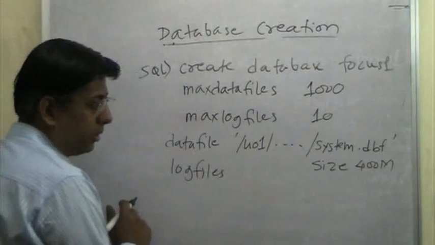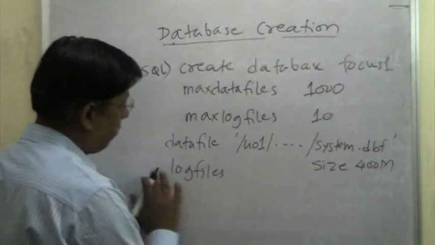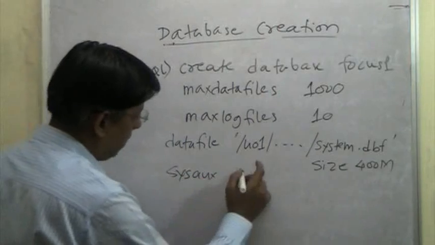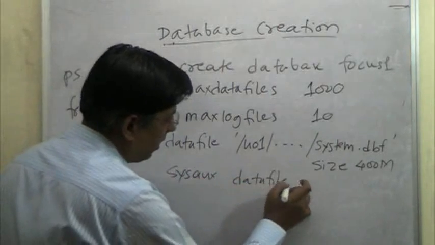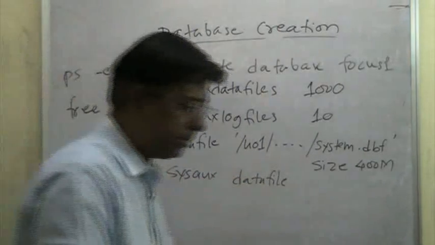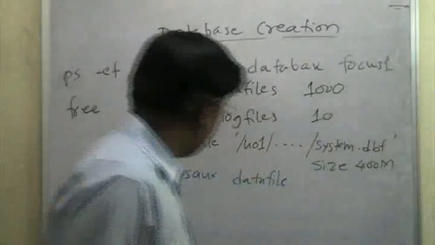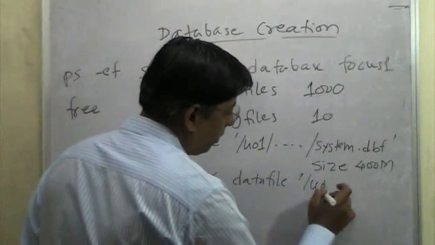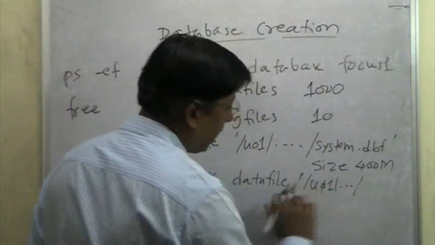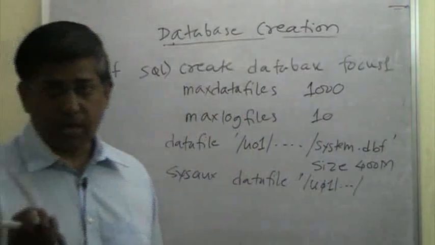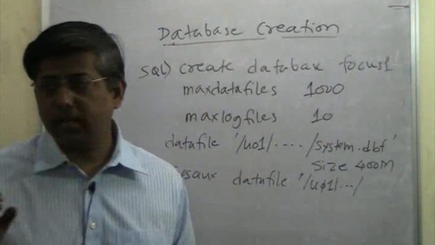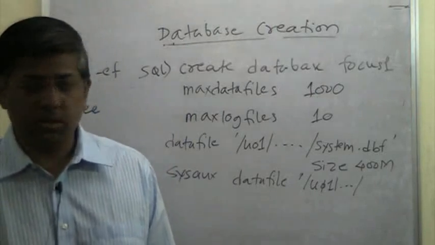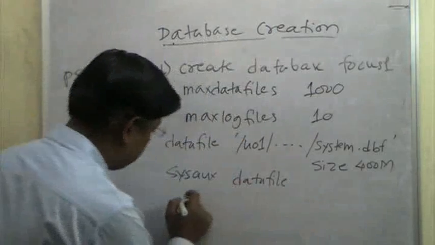System tablespace is created. Then we need to do sysaux. Sysaux data file, and again you are going to write in single quotes the name of the file, u01 and so on. That whole path u01 app oracle oradata, and inside that there would be focus1, and inside that there would be sysaux. So I will write that full path here at least once.